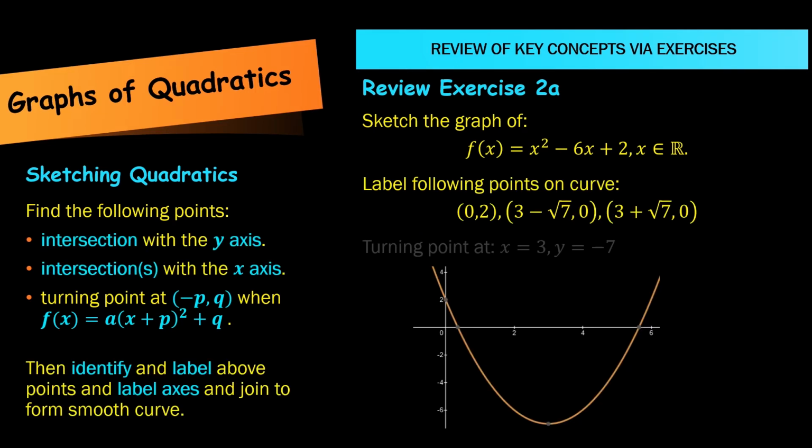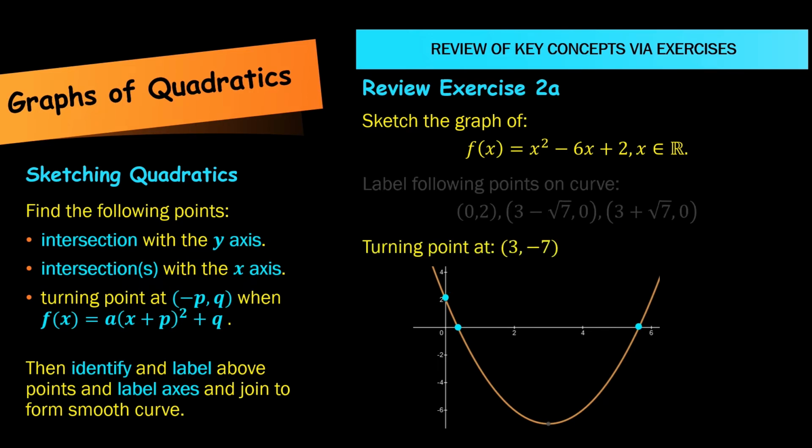Let's now plot these points. 0, 2 goes here. The intersection point 3 minus root 7, 0 goes here. 3 plus root 7, 0 goes here. And the turning point 3, minus 7 goes here.